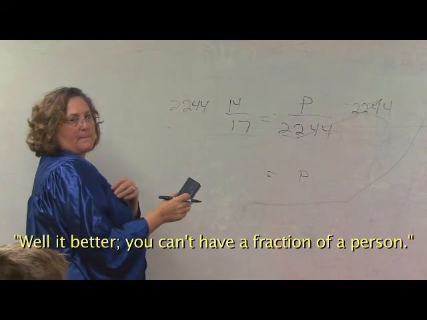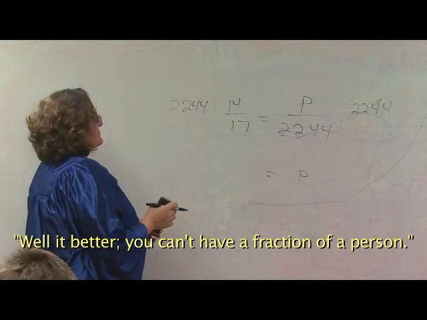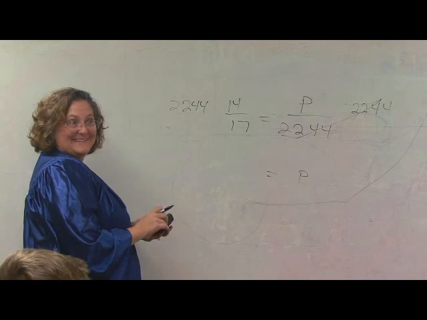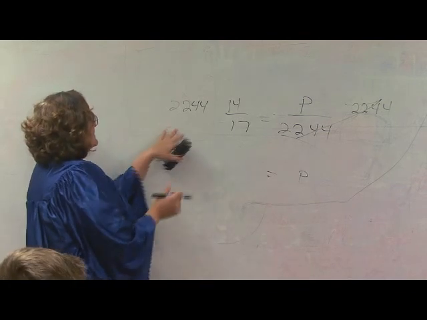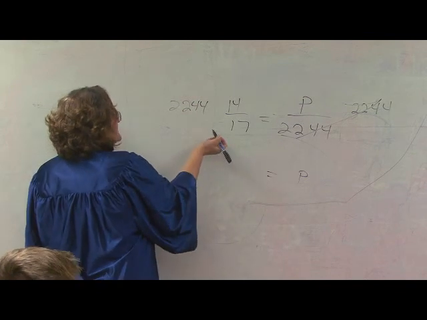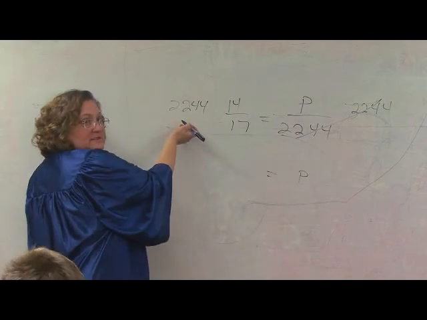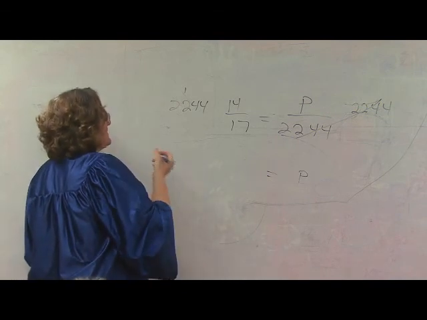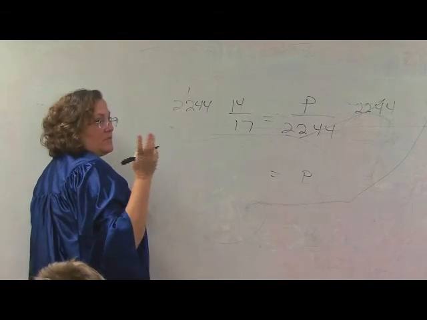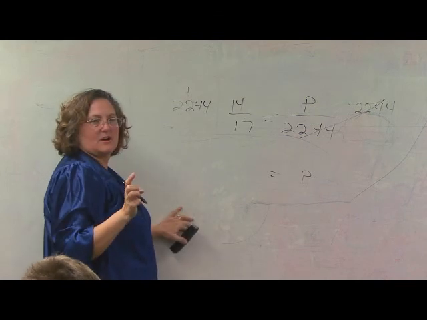Well, better, because you can't have a fraction of a person. So do the work. How many 17s go into 22? 1. With what left over? 5. How many 17s go into 54? I don't know. 3.